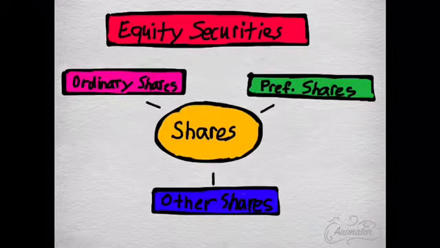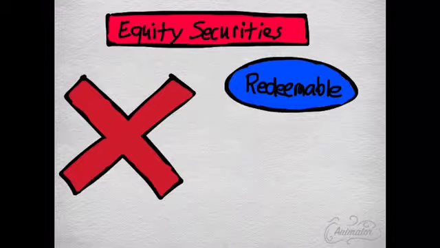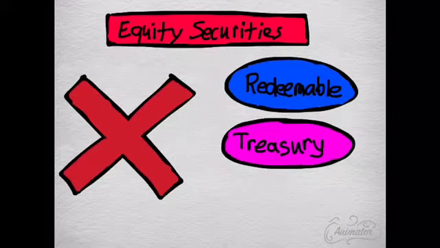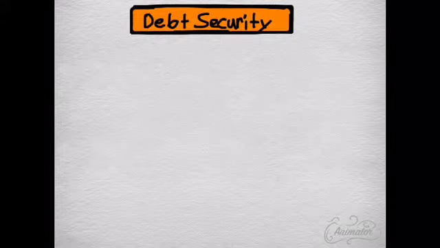So what are the things that are not included in equity securities? One of those is redeemable shares because it can be redeemed by any partner at any time, which would lead it to being not included in equity anymore. Treasury shares because it is not part of the outstanding capital stock, and convertibles because same reason as the redeemable share, it could be converted at any time and anywhere, which would lead it to being not included in equity anymore.